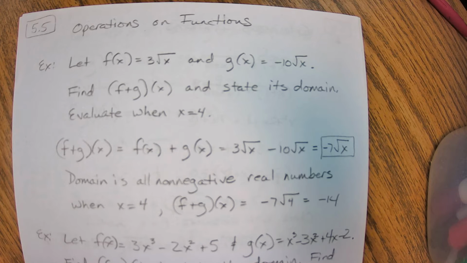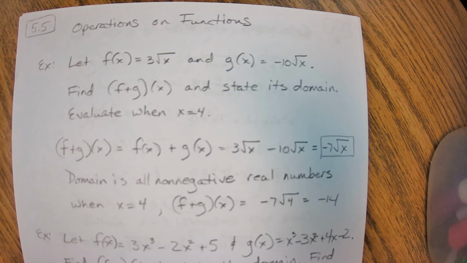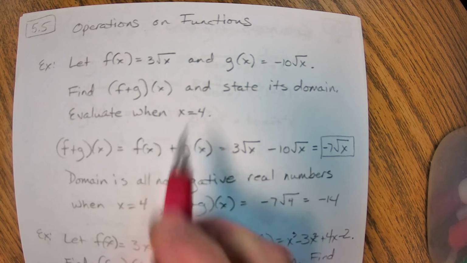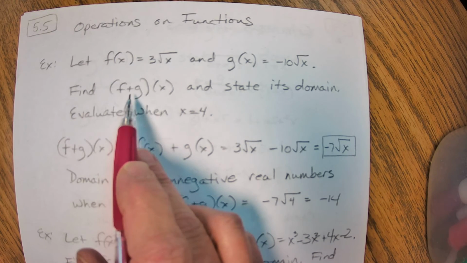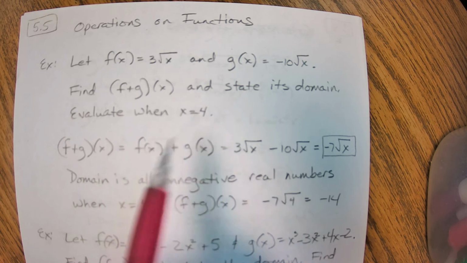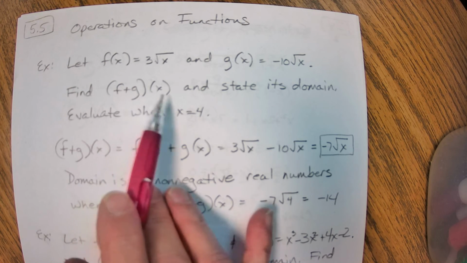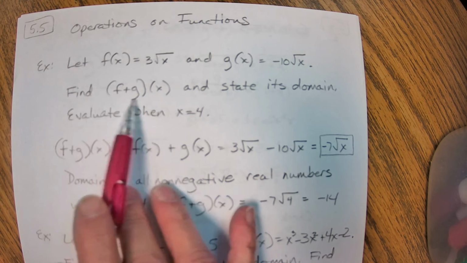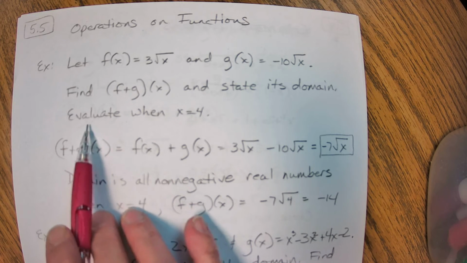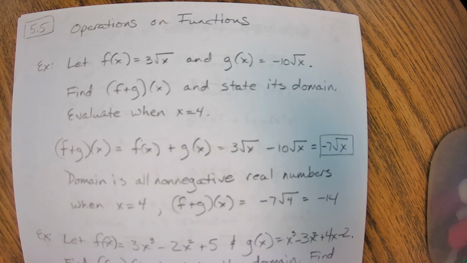Okay, this is Algebra 2, section 5.5. This section is on operations on functions. They're going to give you two functions, f and g, and then you're either going to add, subtract, multiply, or divide the functions. The way you say this is f plus g of x. They want you to find that, state the domain, and evaluate when x is 4.